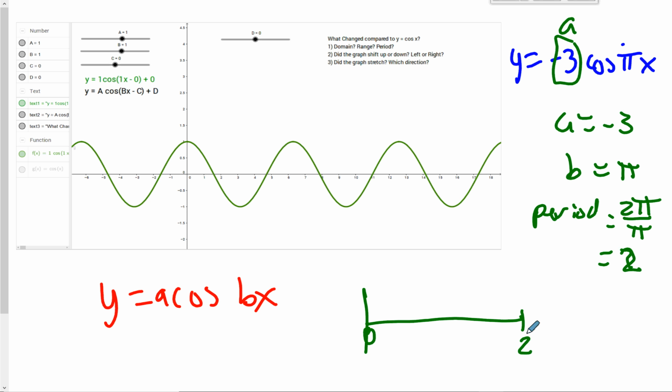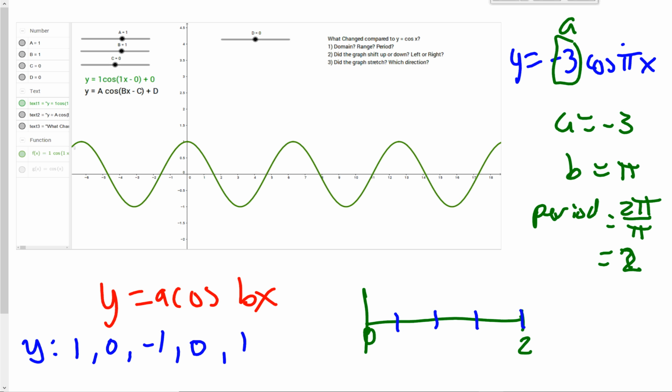And then I have 4 intervals, 1, 2, 3, 4. Okay, and then normally it starts at 0. And then my a is going to change. So normally my y values for cosine are 1, 0, back down to -1, back up to 0, and then back up to 1.